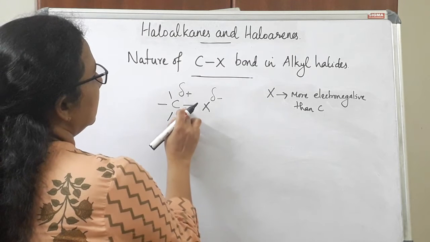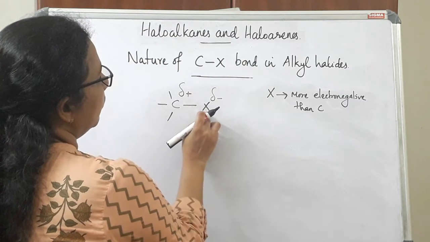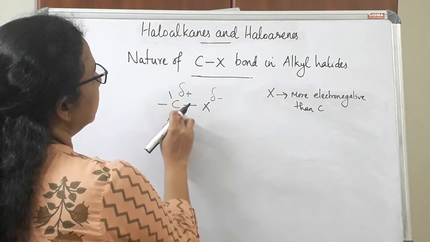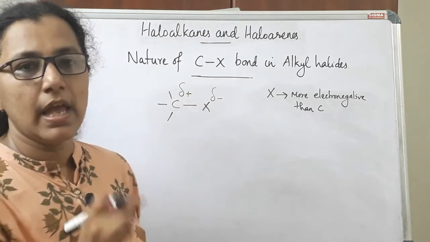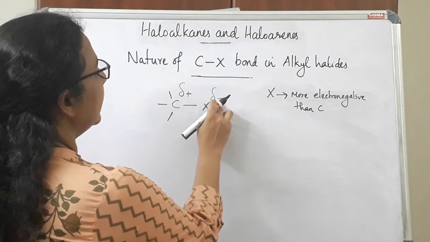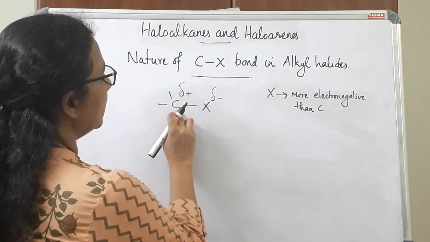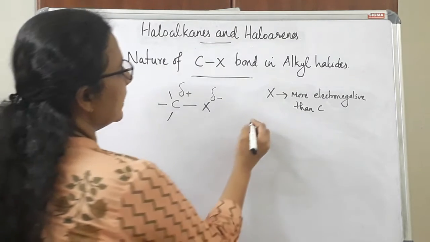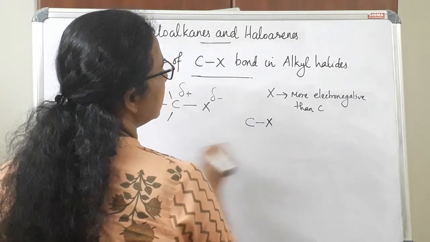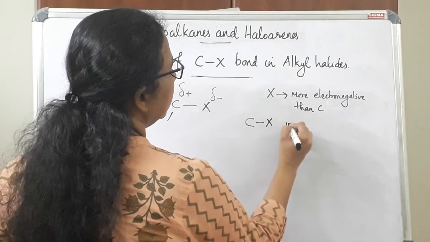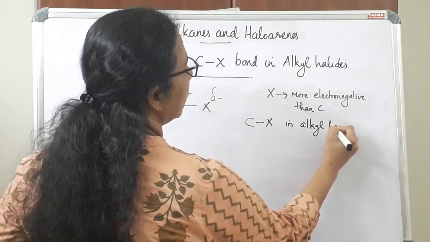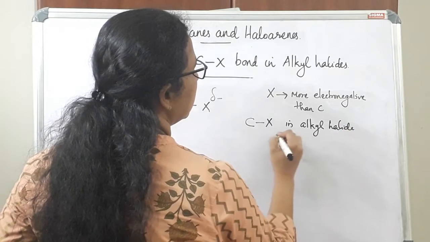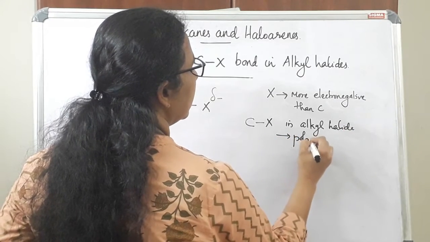So halogen has more electronegativity than carbon. The bond pair is shifted towards the halogen, and the halogen will get a partial negative charge and the carbon will get a partial positive charge. So we can say that the C-X bond in alkyl halides is actually polarized in nature.